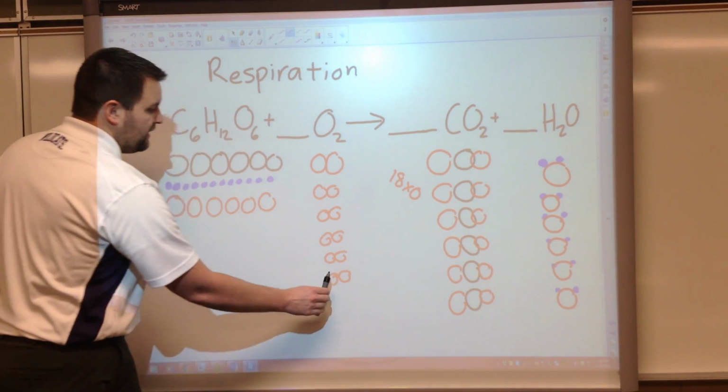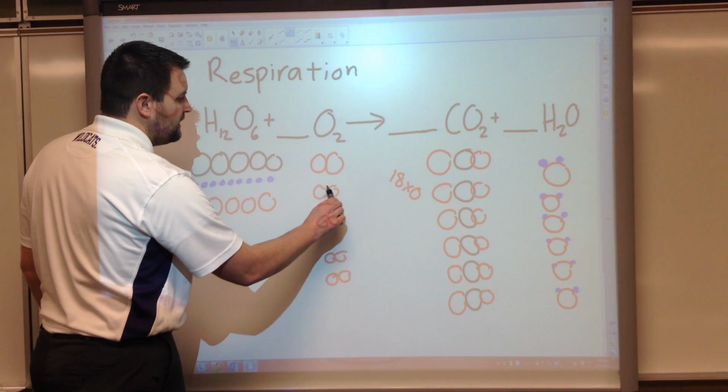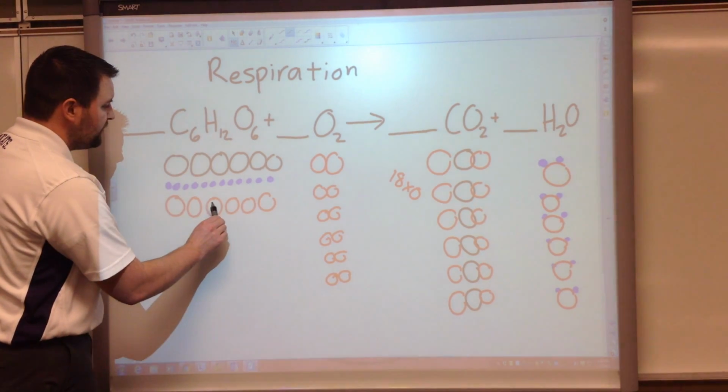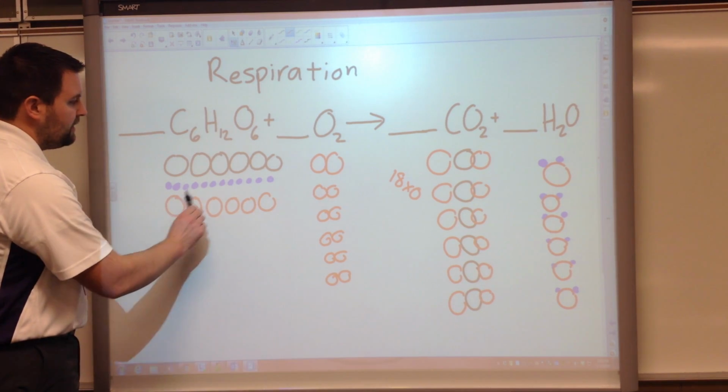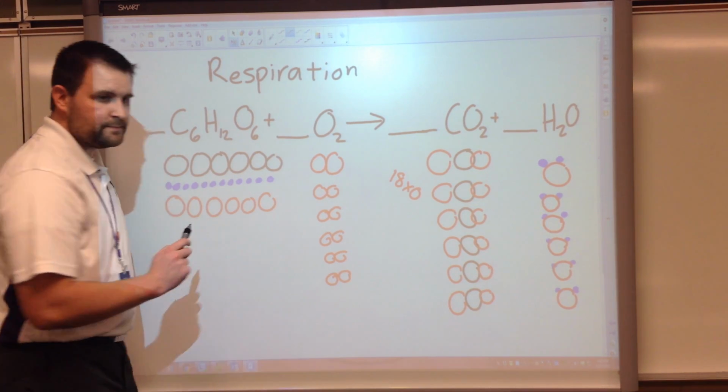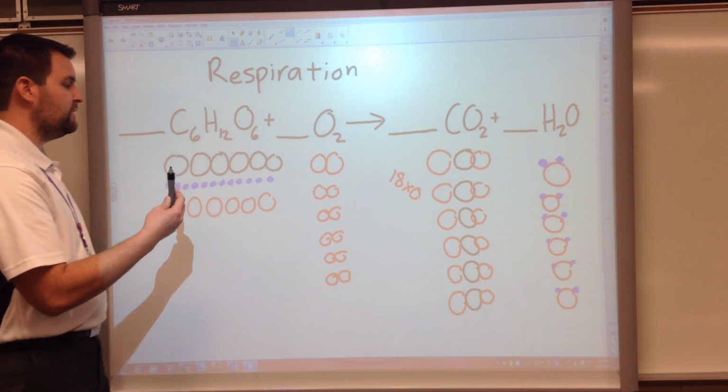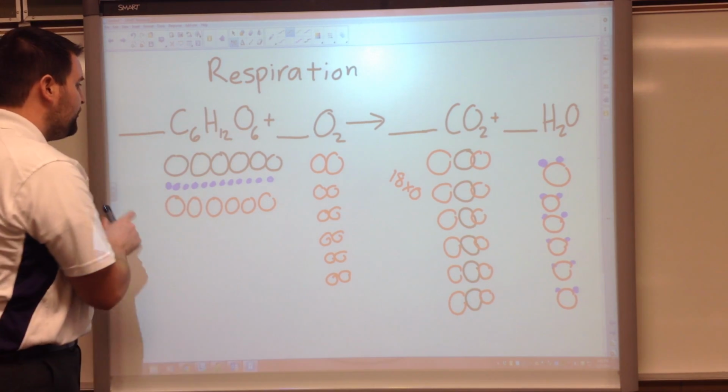Now if I count these, I have 1, 2, 3, 4, 5, 6, 7, 8, 9, 10, 11, 12, 13, 14, 15, 16, 17, 18 oxygens on both sides. So now all my atoms balance. Now I can put in my coefficients.